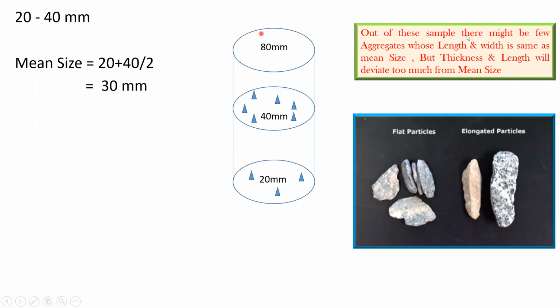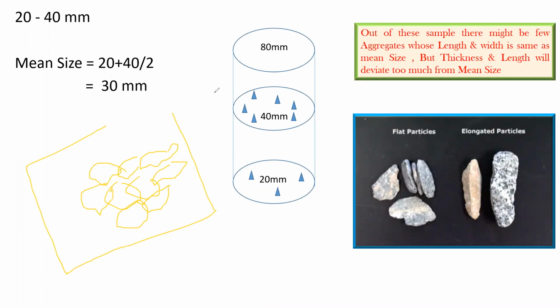Now out of this sample, let us say I've taken a lot of sample. I'll take some samples here. Let us say I've taken some aggregates here. Out of these aggregates, there might be some flaky aggregates, there might be some elongated aggregates and so on. And the mean size of this set of aggregates is, let us say, 30 mm, right? So out of this sample, there might be a few aggregates whose length and width will be the same as the mean size, right? Out of these aggregates, there are a few whose length and width will be almost close to 30 mm. That is the mean size.